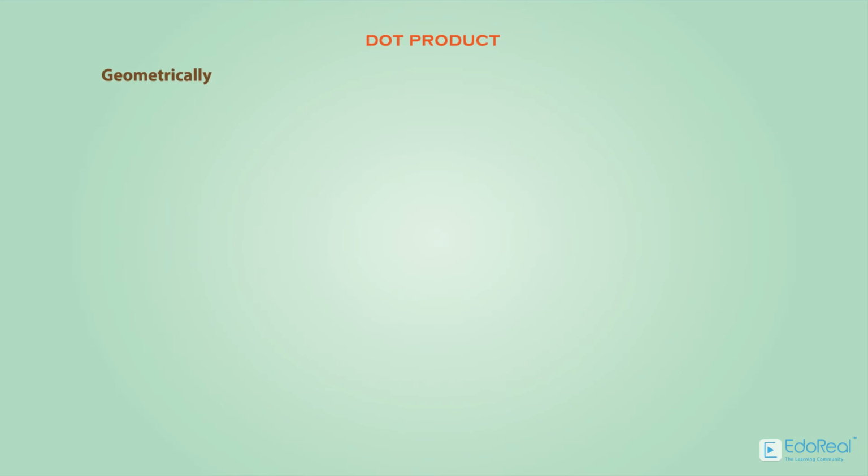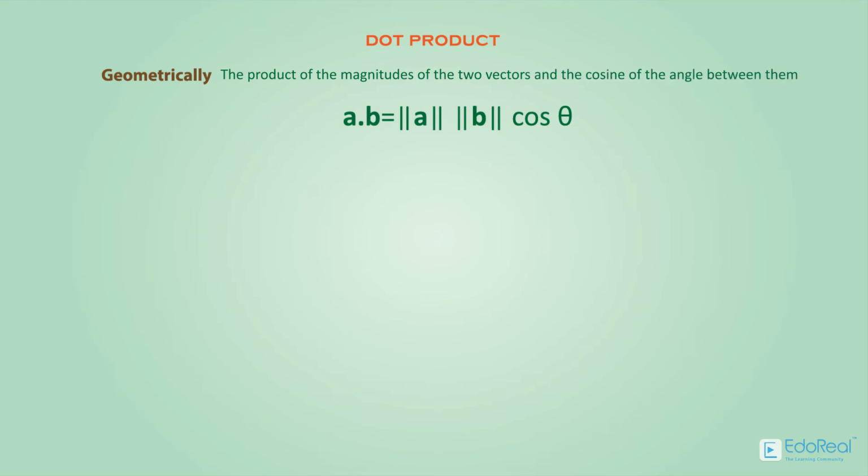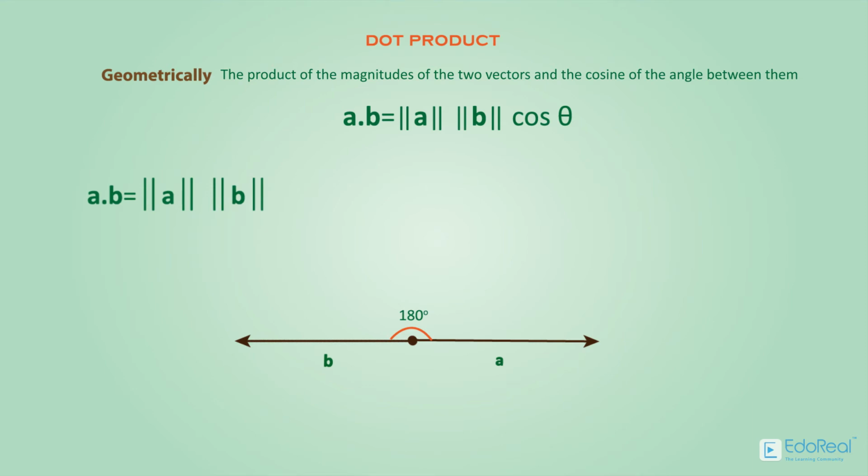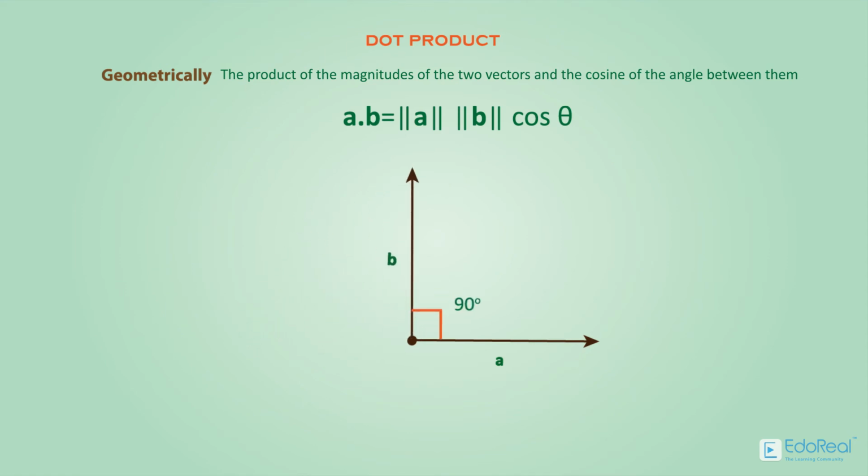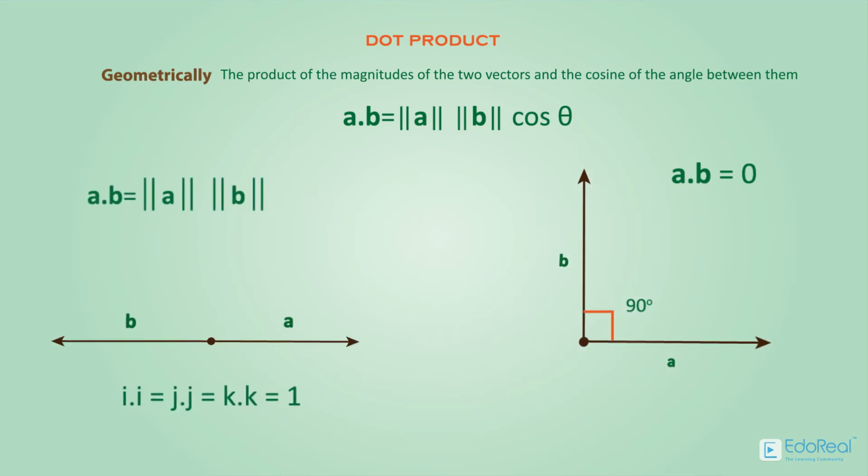Geometrically, the dot product is defined as the product of the magnitudes of the two vectors and the cosine of the angle between them. If the angle between two vectors is 0 or 180 degrees, then the dot product is equal to the product of the magnitudes of both the vectors. If two vectors are perpendicular to each other, then the dot product of the two vectors is equal to 0. So, we can say that the dot product of two unit vectors which are along the same axis is equal to 1. And the dot product of two unit vectors which are perpendicular to each other is equal to 0.